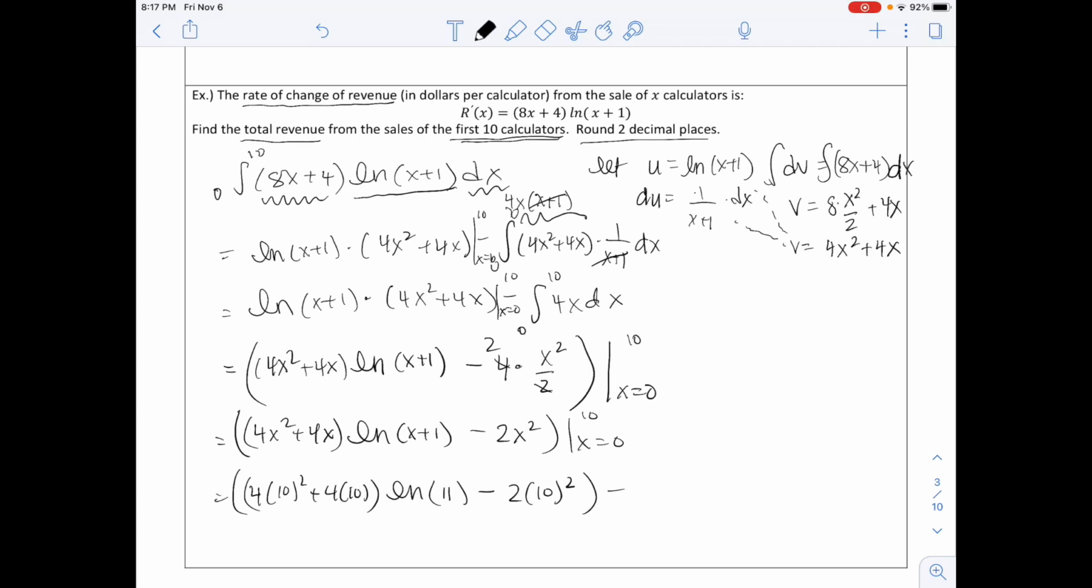And then if I were to substitute in 0, the first term would become 0, minus, and then 2 times 0 squared would also just become 0. From here, I would use my calculator to evaluate this, and when I do, rounding to 2 decimal places, I arrive at 855.07. And since we are talking about total revenue for the first 10 calculators, we have $855.07. So it says find the total revenue for the sale of the first 10 calculators, and we have $855.07.